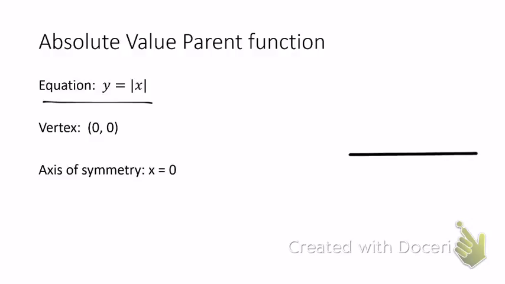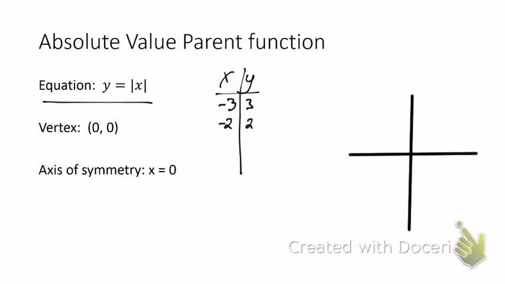Now, when we go to graph it, I'm going to start by just making a short little table. So if I've got an xy table, if I use -3 for x, I know the absolute value rule says if it's negative, we need to change it to a positive. So I'm going to change -3 to +3. If x is -2, I would change that to +2. If x is -1, I would change it to +1.